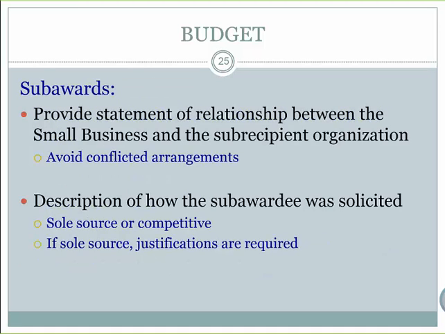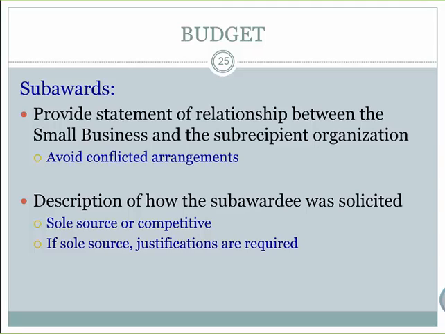Subawards. So you already provide your subaward proposal in the budget, so we have that. And that usually gives us a pretty good idea of what's going on. But in some cases, it's not that clear. So we will ask you to provide a statement of the relationship between the small business and the sub, because again, we don't want conflicted arrangements. You cannot sub as the owner of a company. You can't sub to one of your employees, or you can't sub to one of your subsidiaries, and anyone who is an employee of your small business cannot receive a subaward from you. That's totally illegal according to federal regulations.